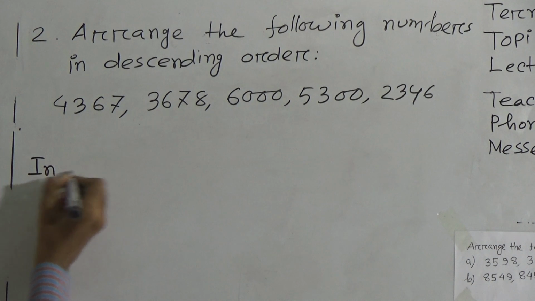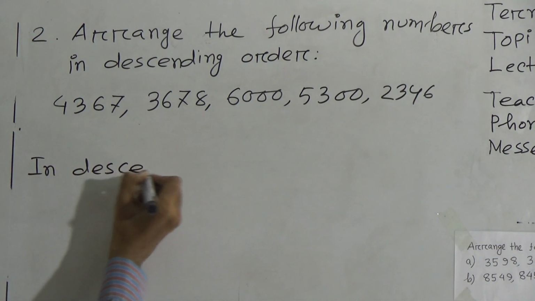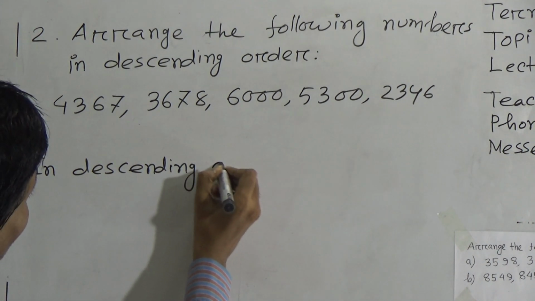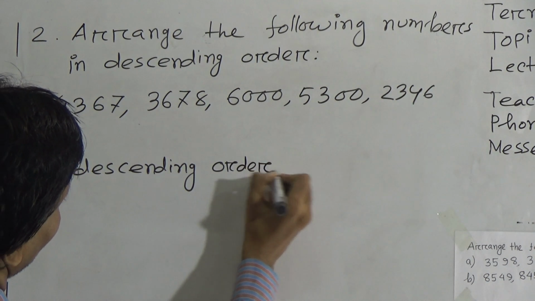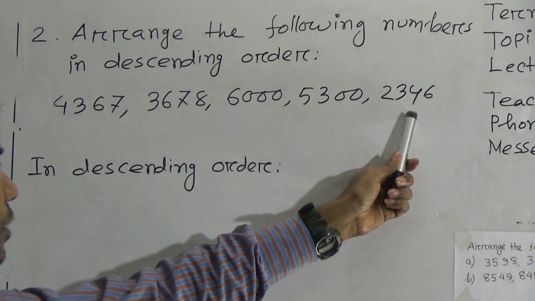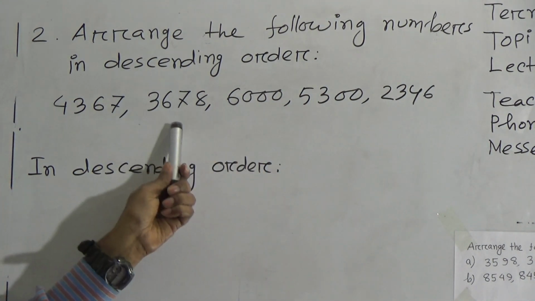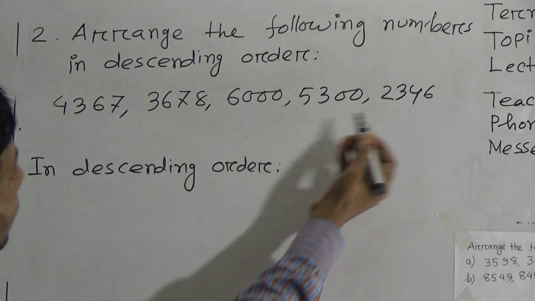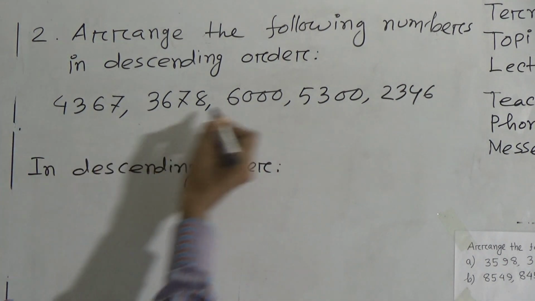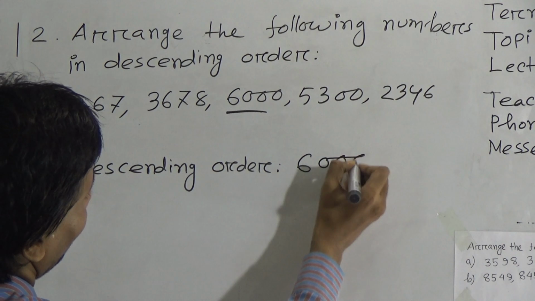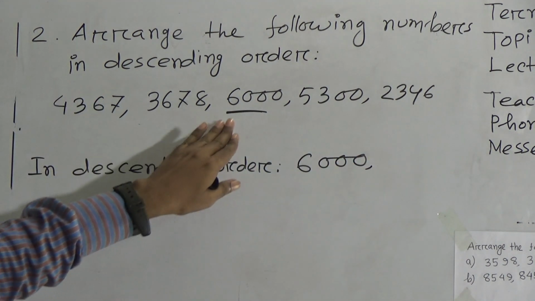In descending order, right here, in descending order. At first you see, look, there are also 4 digits. Okay, now among the numbers, whose thousands place is bigger, you see 2, 5, 6. So 6000 is the biggest number, right here 6000. Now set aside 6000. Which one is the bigger?